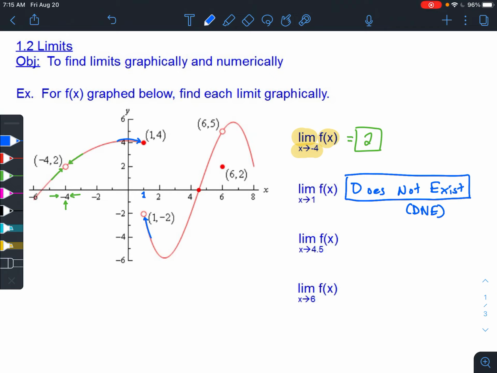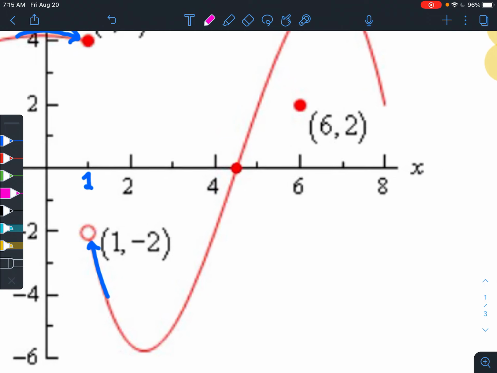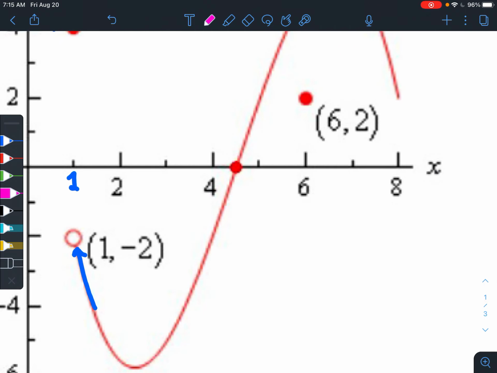All right, moving on. We've got the limit of f of x as x approaches 4.5. So again, let's change colors. Let's go pink. So 4.5 here, we can see on the graph, 4.5, right there. Sorry, the pink doesn't show up against the red very well, but there it is.